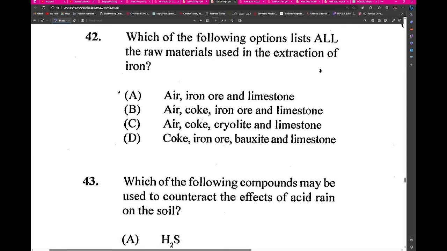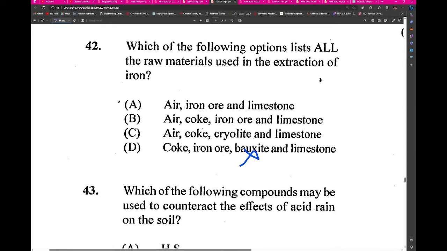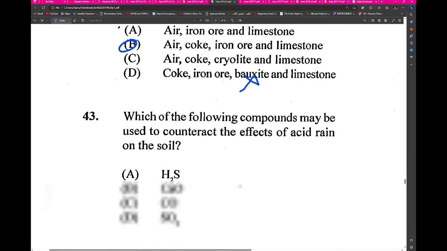Which of the following options list all the raw materials used in the extraction of iron? We're gonna need iron. So we're not gonna use bauxite. We're gonna use iron ore. Well, all the raw materials used. We don't use cryolite, right? So we use air, coke, iron ore, and limestone.